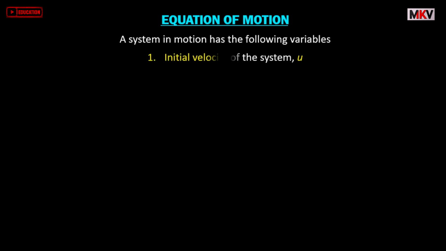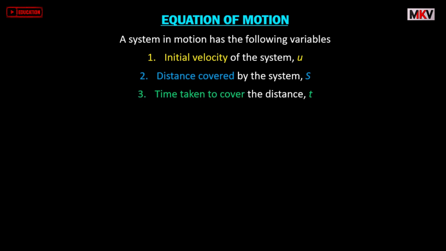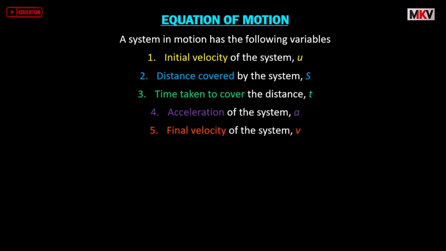The first thing we talk about is the initial velocity of the system. The second one is the distance covered by the system. Then the time taken by the system to cover the distance in the motion. Then the acceleration of the system. Then the final velocity of the system in motion.